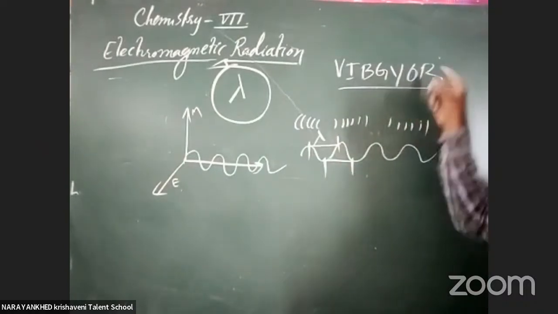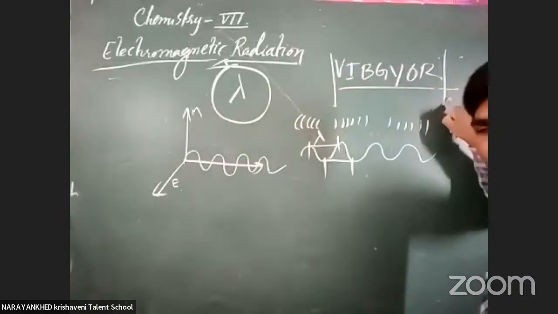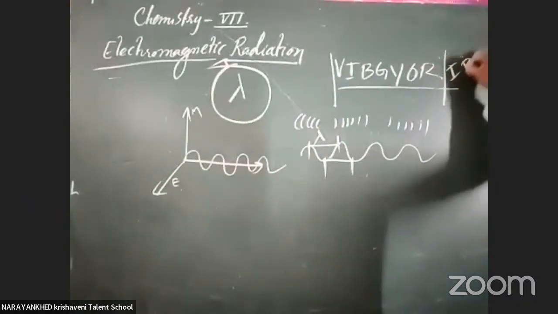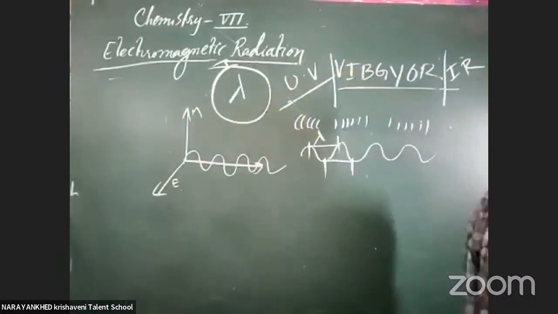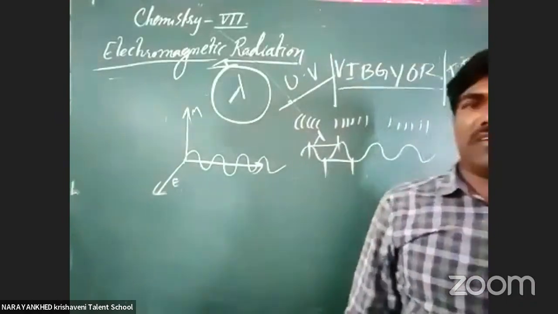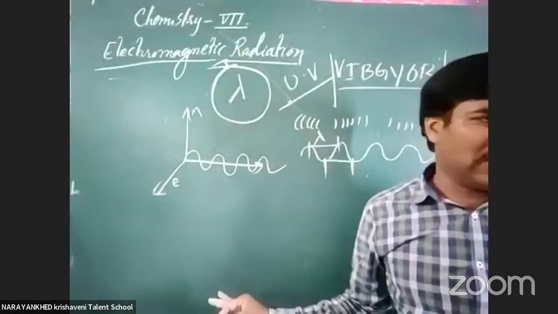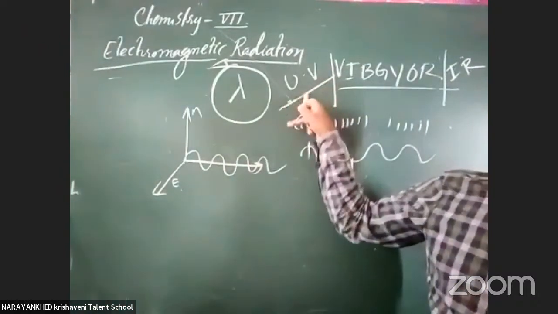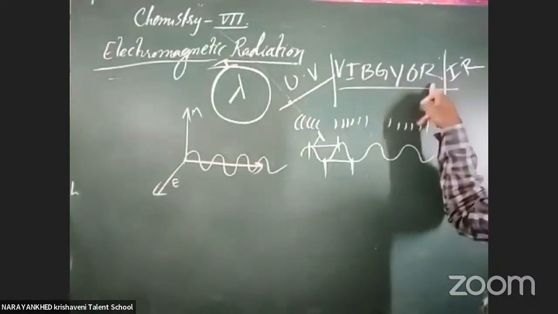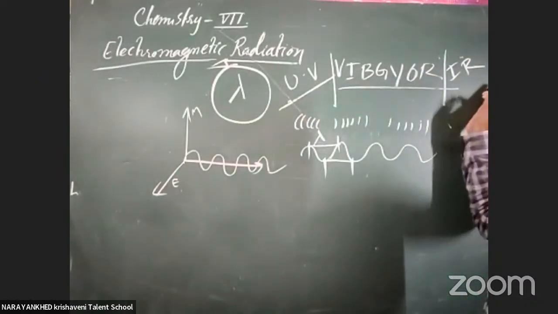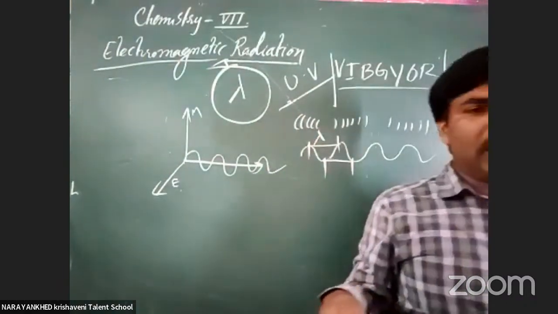Okay, clear or not? After red, whatever light comes in the electromagnetic radiation, it is not possible for us to see. It is infrared. And before violet, one more light is also there in the electromagnetic radiation, that is called ultraviolet. It is also not possible for us to see. Ultraviolet light contains less wavelength than violet color. After red color, infrared. Infrared light contains more wavelength than red color. Got it or not? Yes.